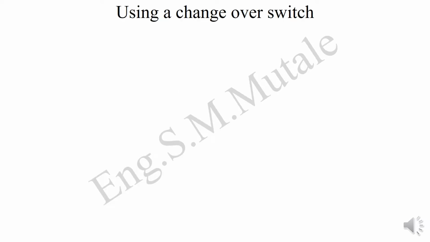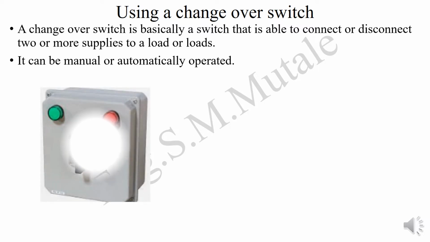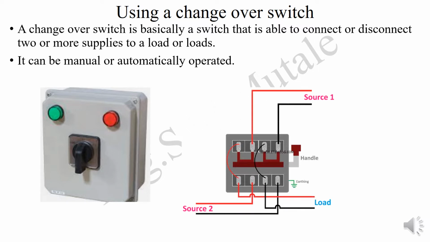For the first one, where I use a changeover switch, the changeover switch is basically a switch that is able to connect or disconnect two or more supplies to a load or loads. It has two modes of operation. It can be operated manually or automatically. For a changeover switch, it looks like this. This is a manually operated changeover switch. The circuit diagram looks like that.